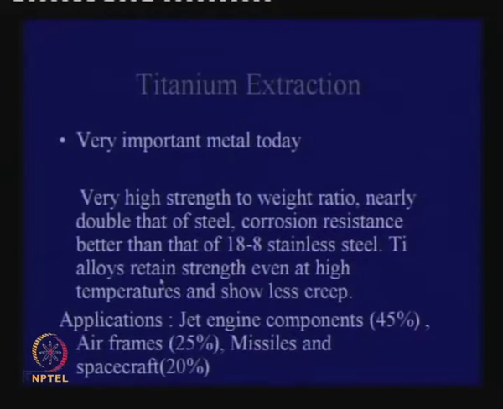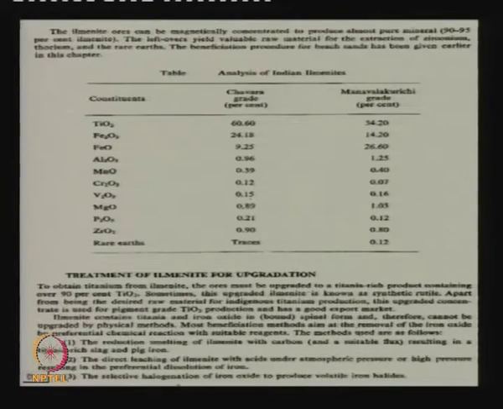So, titanium aluminum alloys have become a must in aerospace application. They are used in jet engine components, airframes, missiles and spacecrafts. But we are not producing titanium, because the technology is not that easy.